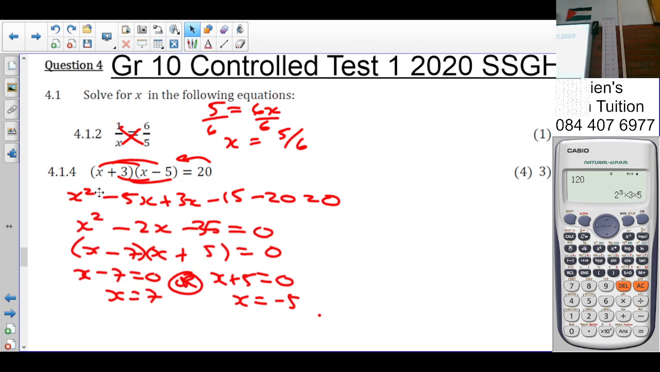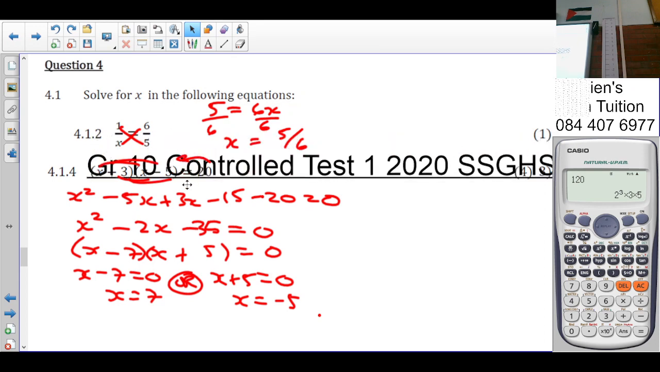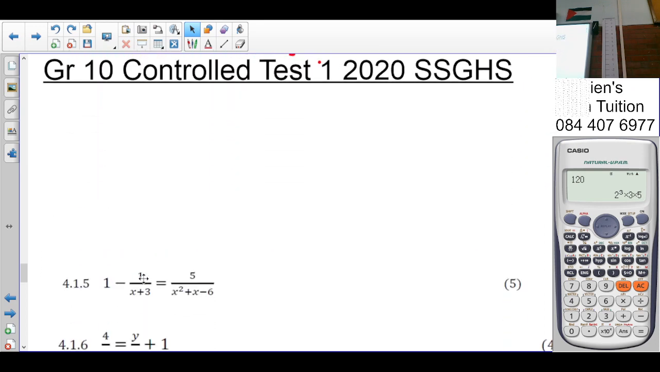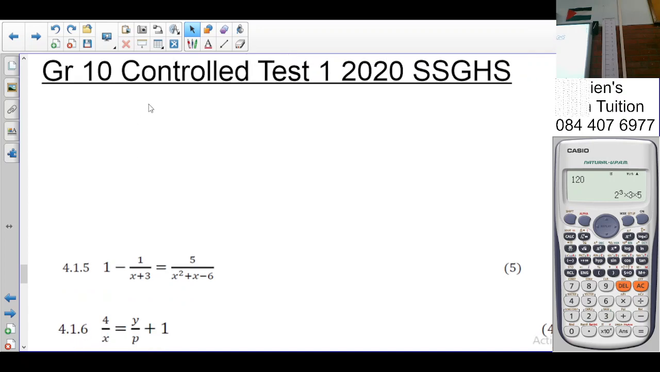The 0 factor rule, you can't say x plus 3 is equal to 20 and x minus 5 is equal to, no, you can't do that. It only works if it's equal to 0, the 0 factor rule.